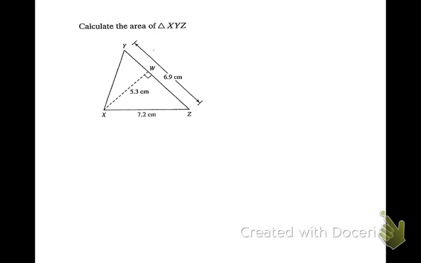Calculate the area of triangle XYZ. We're going to write our area formula. Area equals 1/2 base times height. What am I going to plug in for my base and height?